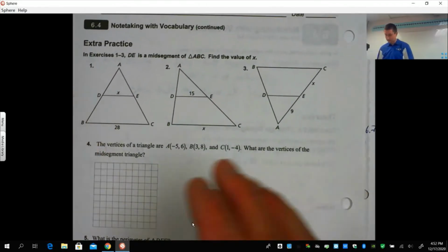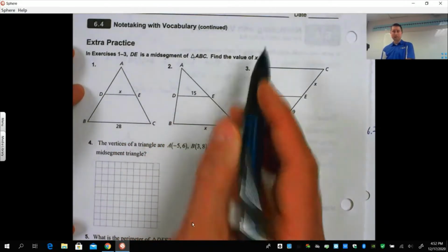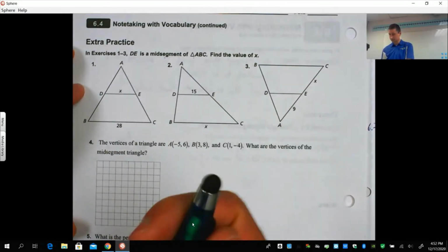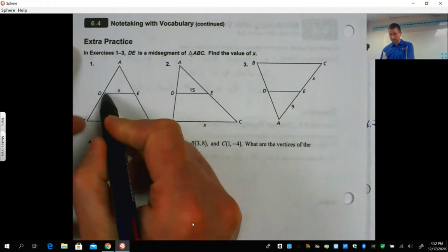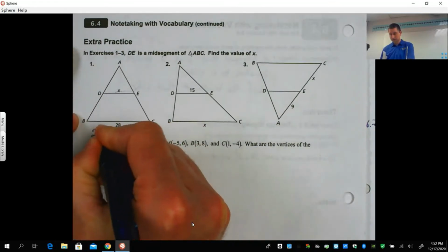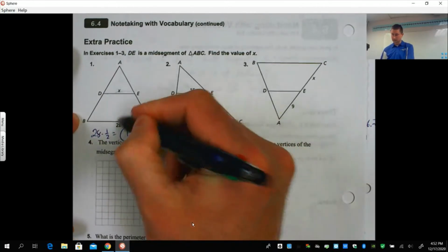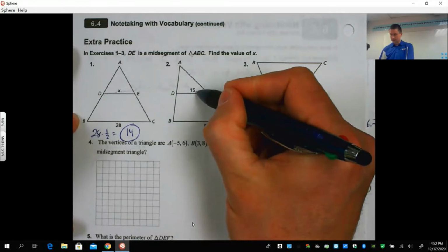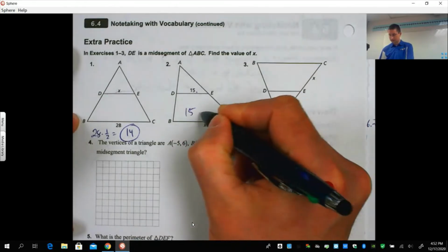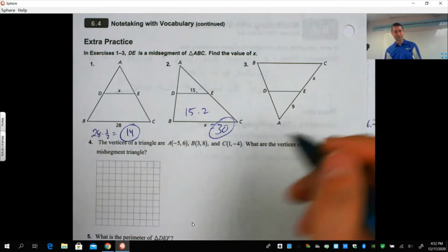Okay? So it says DE is a midsegment of triangle ABC. Find the value of X. All right. So here, this is the midsegment. Remember, the midsegment is half of this. So if you take 28 times a half, you get 14. That's what X is. Okay? Half of 28. 15 is the midsegment. They want the long side. Take 15 times 2. You get X equals 30. Easy peasy, aren't they? We like these.